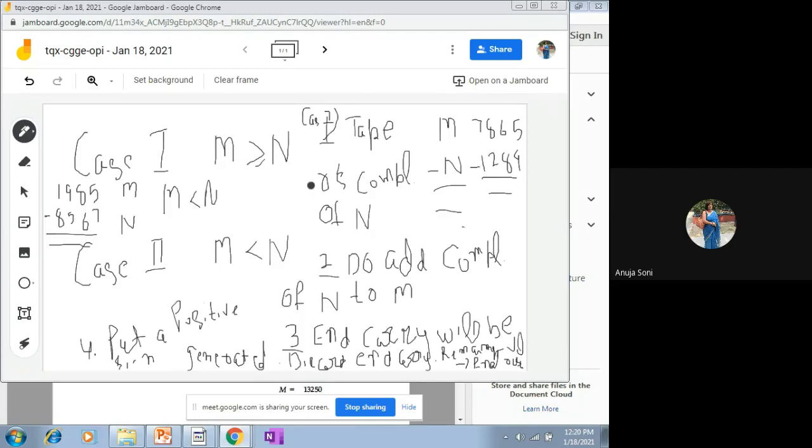This will be your very first step, and the next step will be to add the complement of n to m. Now you have taken the tens complement of n, and you need to add the complemented value to the value m, which is the other given value. After taking the addition, the third step will vary. The third step will be different in case 2.